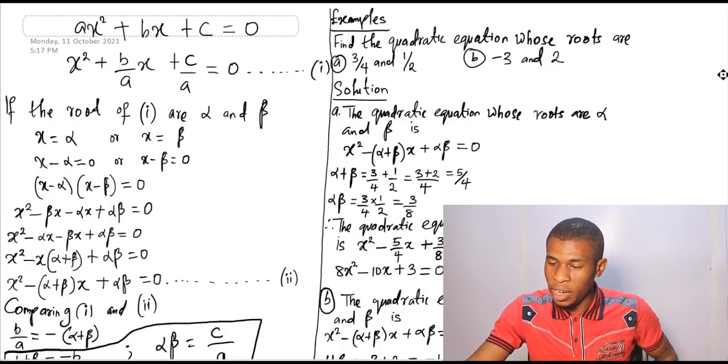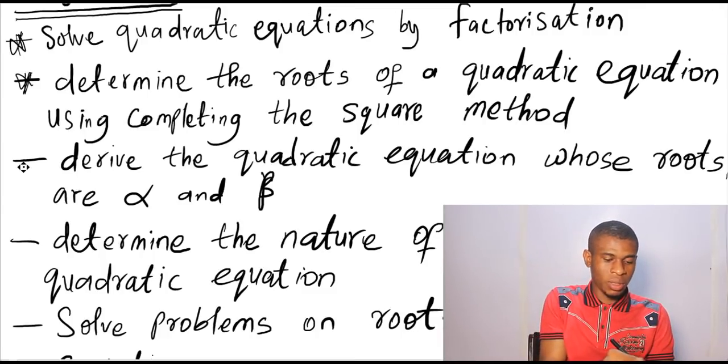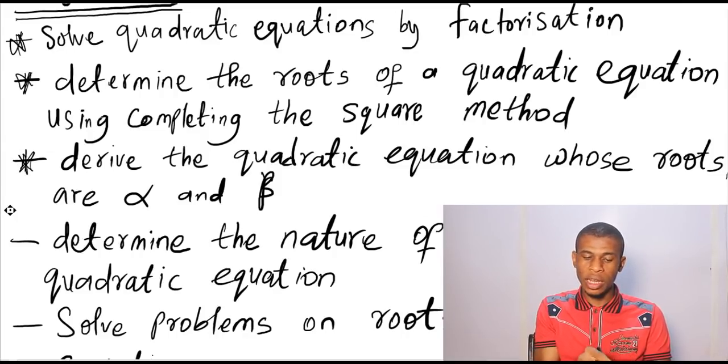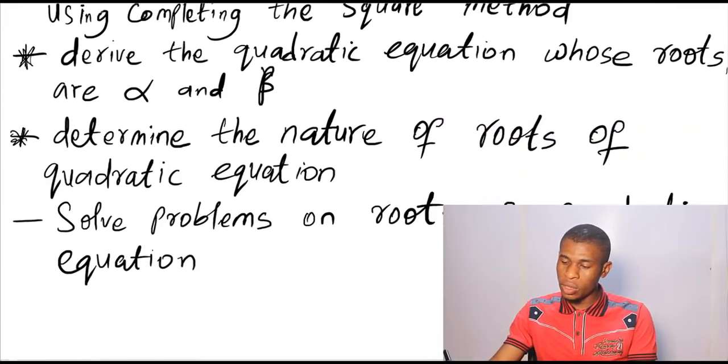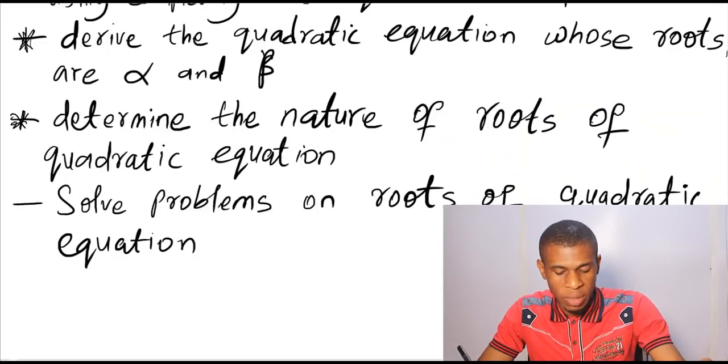So that brings us to the end of this class. As you can see, in this objective, we have achieved how to derive a quadratic equation whose roots are alpha and beta, and also to determine the nature of roots of a quadratic equation. In our next class, we are going to solve numerous problems on roots of quadratic equation. I urge you not to miss that class because it's going to be an interesting one. All the problems we can come across under this topic will be handled in our next class.